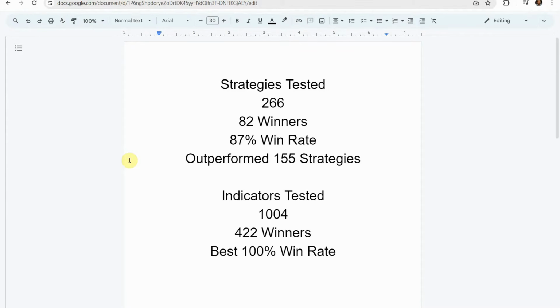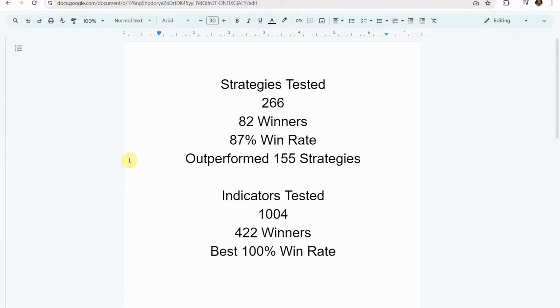Alright, as I said, today we will be testing a crypto day trading strategy. Before we do though, I wanted to put the testing scoreboard up for everyone to see. So to date, we have tested a total of 266 different strategies, with 82 of them being winners. The best one so far was able to achieve an 87% win rate. That was achieved using the Academy of Forex indicator.